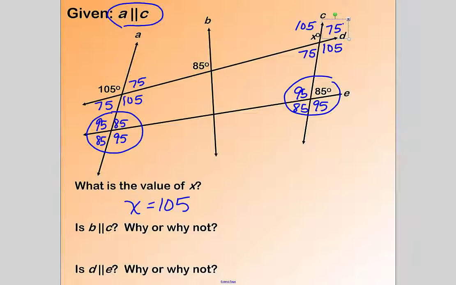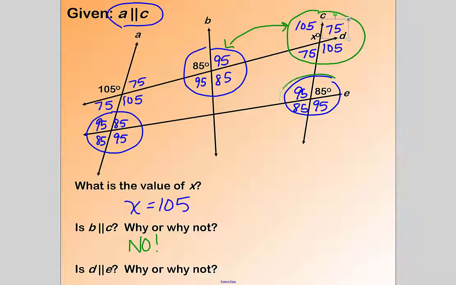But now they ask if B is parallel to C. Well, I'll fill in this group of angle pairs, and I'll see that these do not match up. So the answer here would be no. And they ask if D is parallel to E. So I'm going to compare this group with this group down here. And when I do, I see that they do not match. So the answer there is also no.